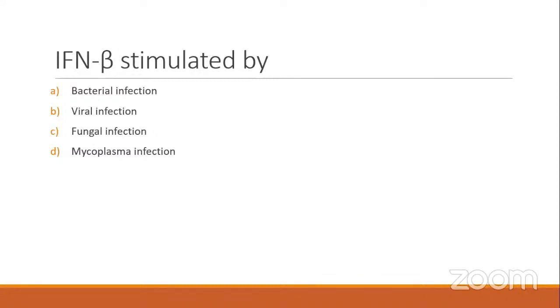So first of all, we can start with the first question. What is the thing which stimulates interferon beta? Anybody with any answers? Yes, it is the viral infection. There are three different types of interferons, mainly interferon alpha, beta, and gamma.